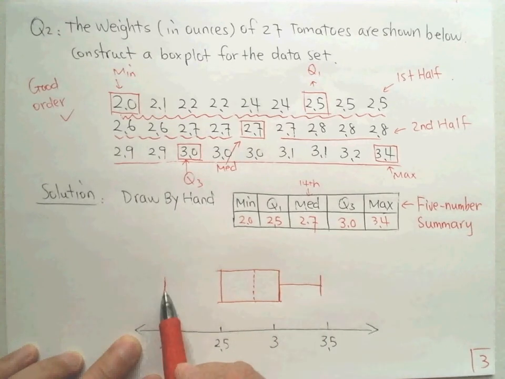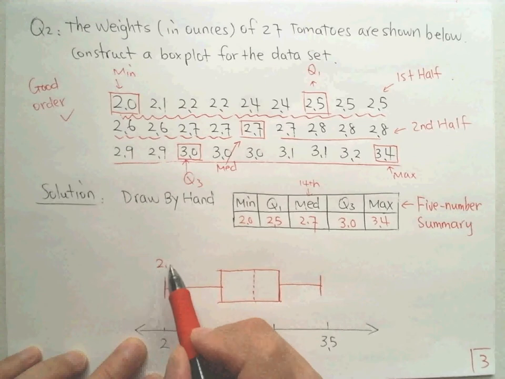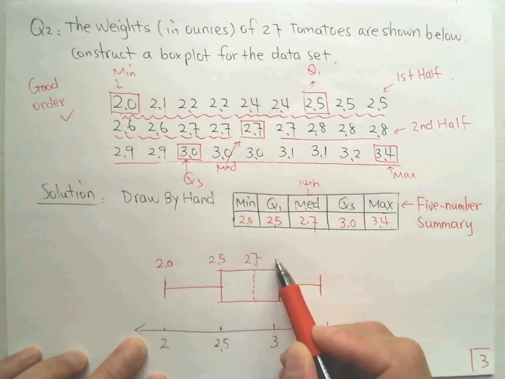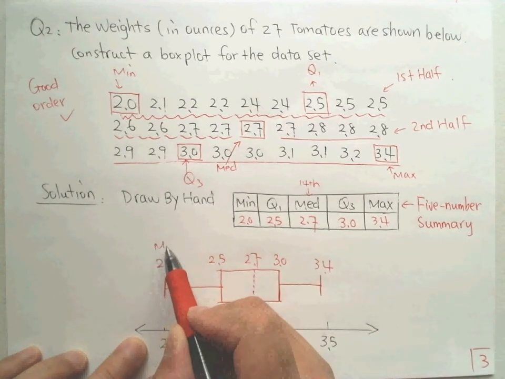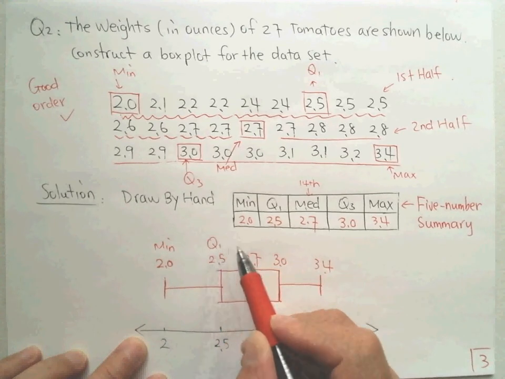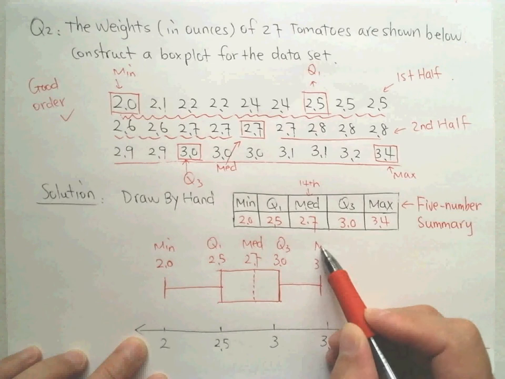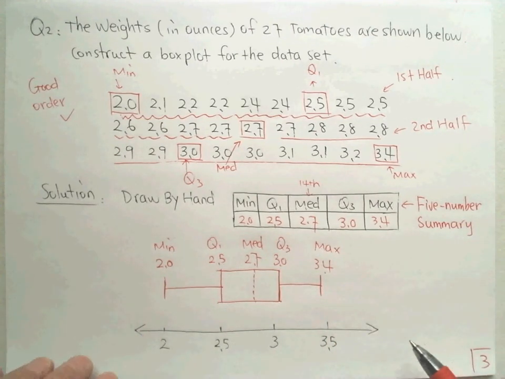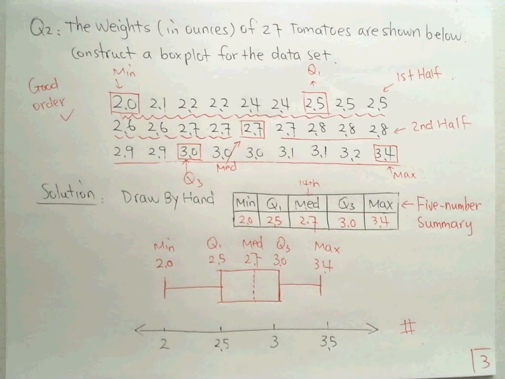And then link them, and then we need to put the numbers, right? This is 2.0, 2.5, 2.7, 3.0, 3.4, and also label the minimum, Q1, the median, Q3, and the maximum. This is everything we need. Can you see? That's the box plot we need. That's all. Thank you.